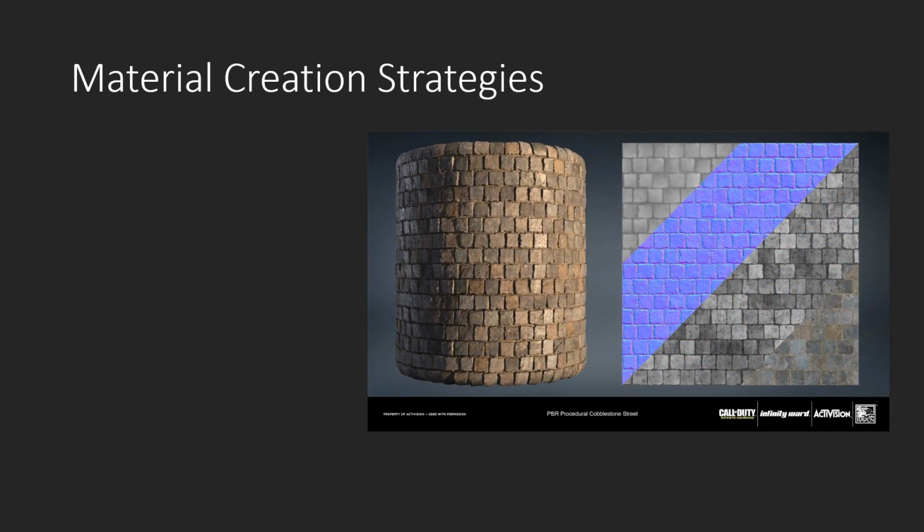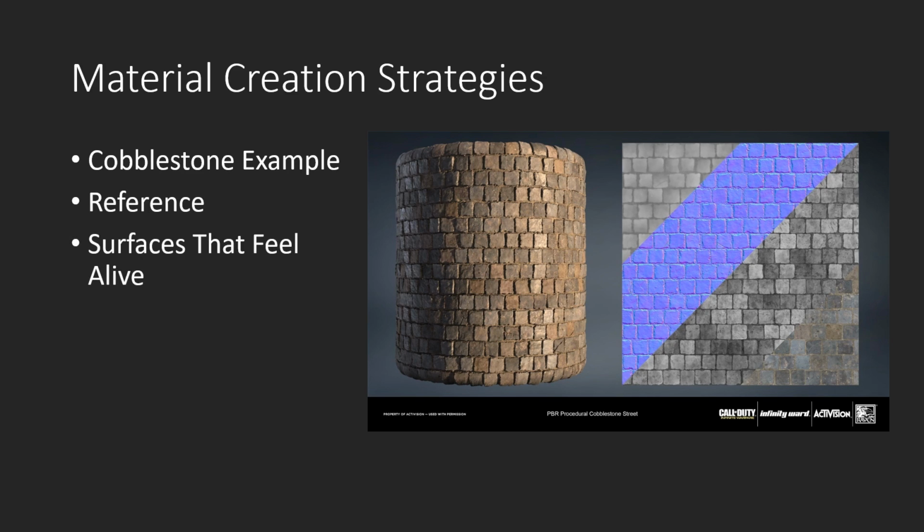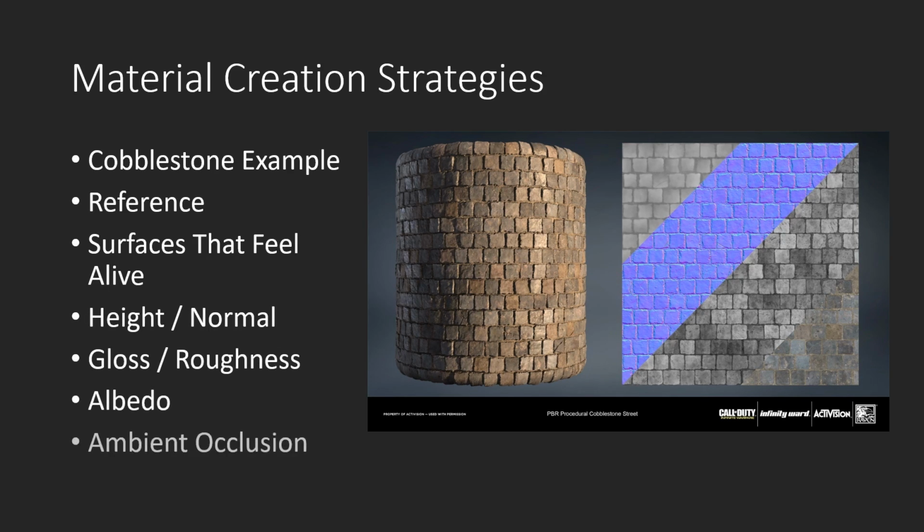Okay, so moving on to material creation strategies. I'm going to use the cobblestone here as an example. We'll talk about reference, making surfaces that feel alive. We'll talk about height and normal maps, gloss and roughness, and albedo and ambient occlusion.